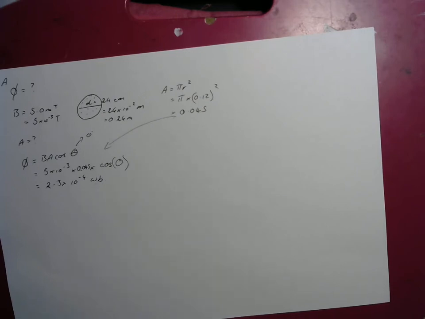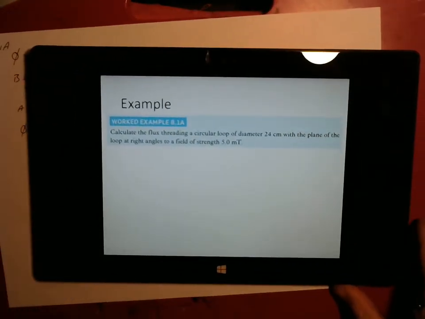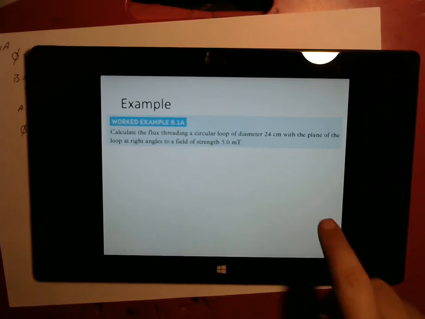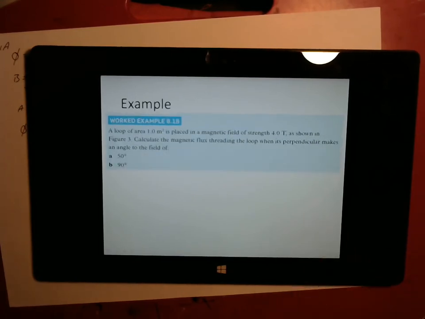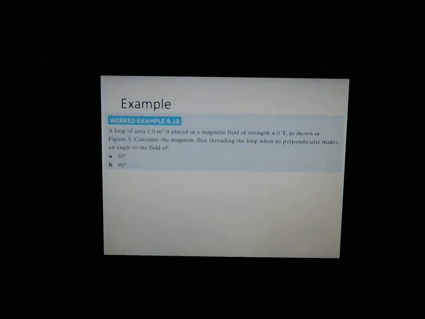Alright, next one on the track. Got another example, example 8.1b. A loop of area 1 meter squared, that's nice, we're given the area, is placed in a magnetic field strength of 4 Tesla, as shown in figure 3. Calculate the magnetic flux threading the loop when its perpendicular makes an angle to the field of 50 and 90 degrees. So we have a couple of different things here.